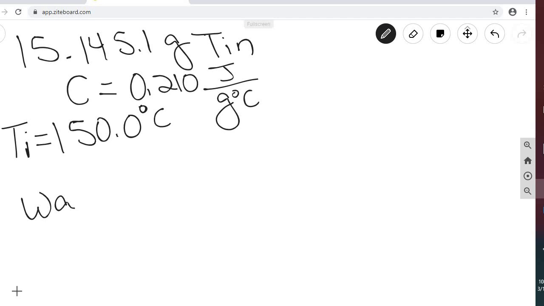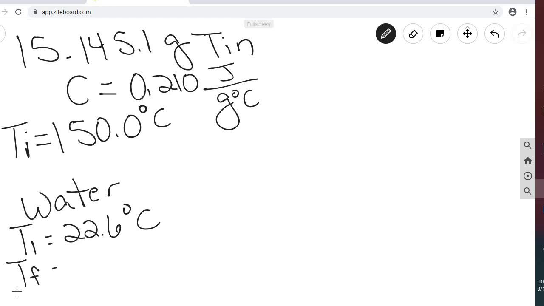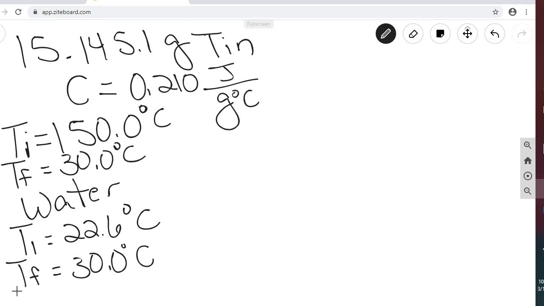water starts out at a temperature. So if it starts out at that temperature, that's TI, is 22.6 degrees C. And it ends at 30 degrees C, so that's TF. And remember that the end point for calorimetry is when the water and the object, in this case tin, reach the same temperature. So whatever the final temperature of the water, that will also be the final temperature of the tin. Okay, and then it says, what is the mass of the water?